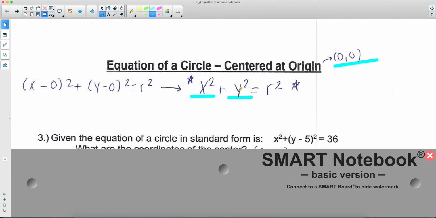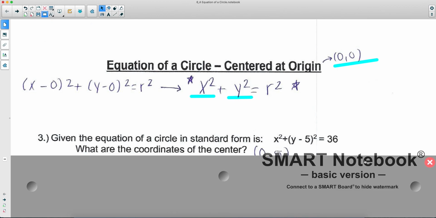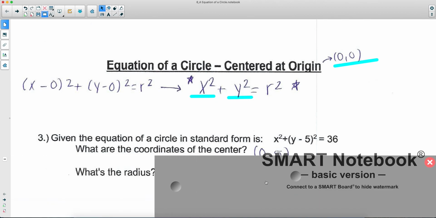All right, so now let's move on to number 3. Number 3 says, given the equation of a circle in standard form, and here it is, x squared plus (y minus 5) squared equals 36, what are the coordinates of the center? And then what is the radius?